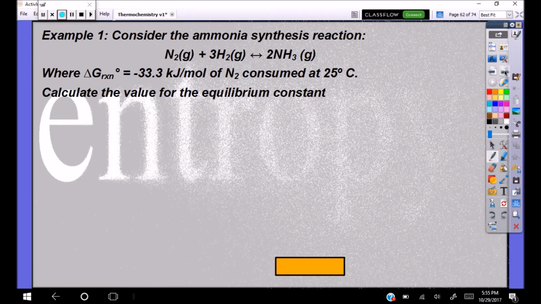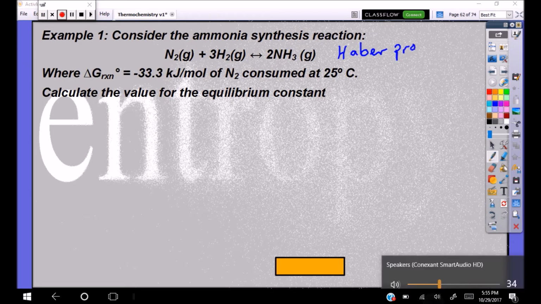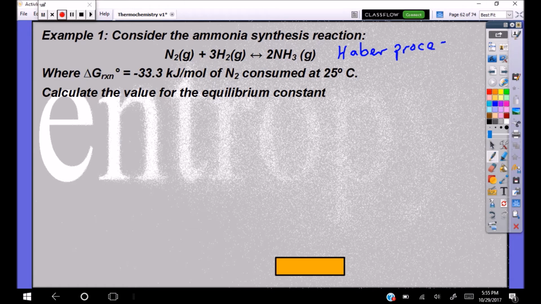Okay, we've got a couple more examples here. This time we're going to solve for our equilibrium constant. So we have the Haber process here. It's the ammonia synthesis reaction. So if you hear anyone say Haber process, that's this reaction here. We are just creating ammonia by combining nitrogen and hydrogen gas.